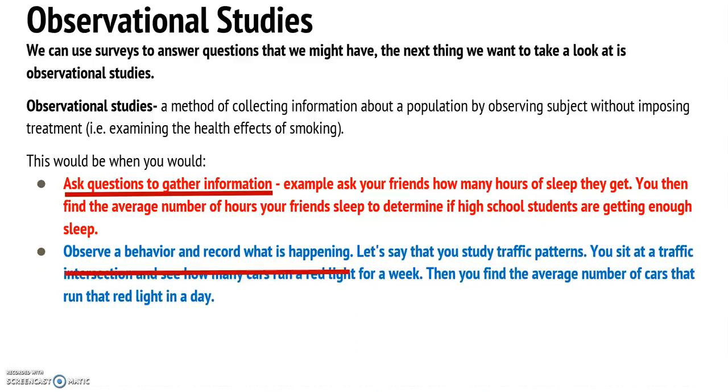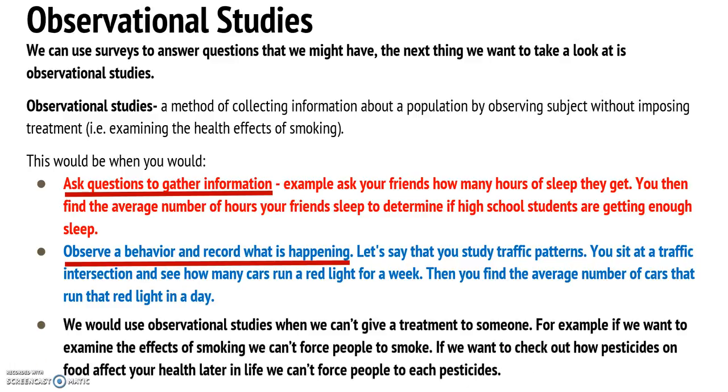The second thing we can do is observe a behavior and record what's happening. Let's say that you want to study traffic patterns. You sit at a traffic intersection and see how many cars run a red light for a week. You find the average number of cars that run a red light on a given day. You're not making the cars run the red light, you're just sitting there. They're either running the red light or they're not, and you're recording what's happening.